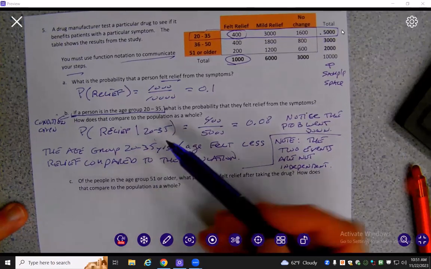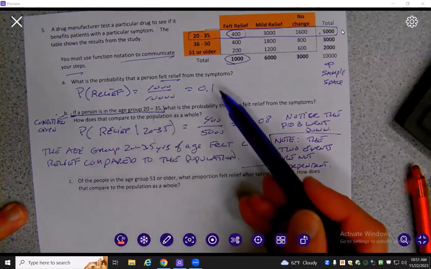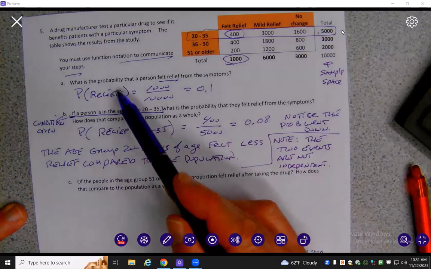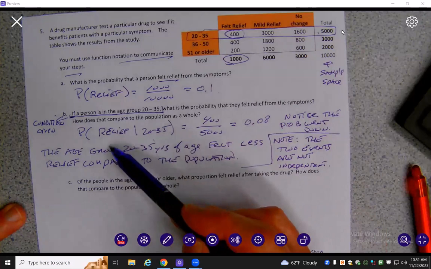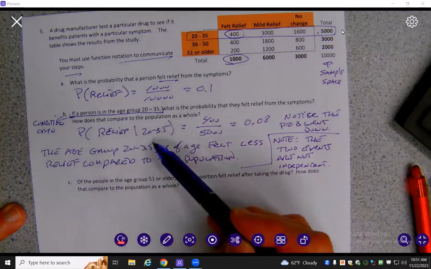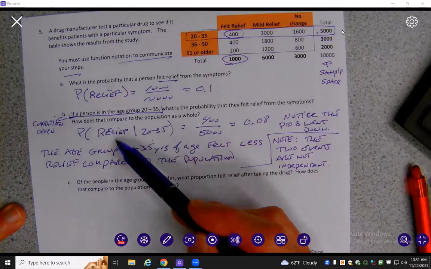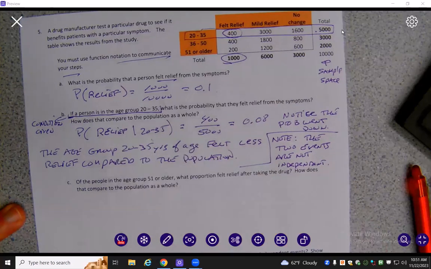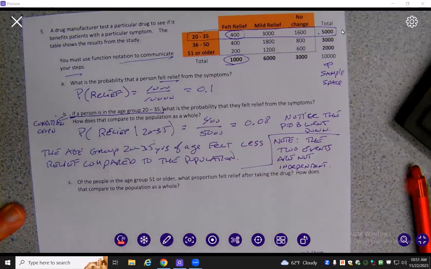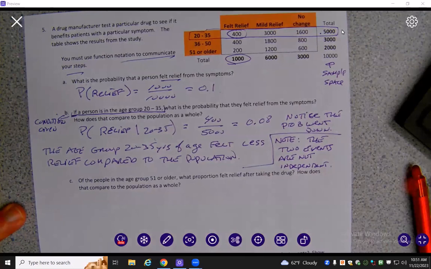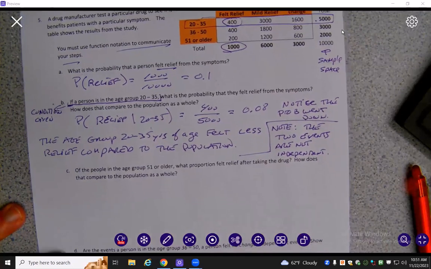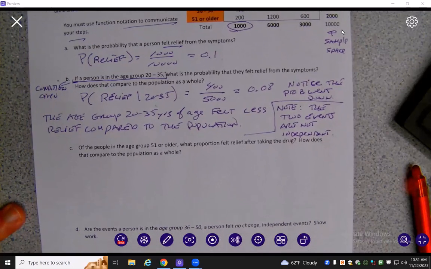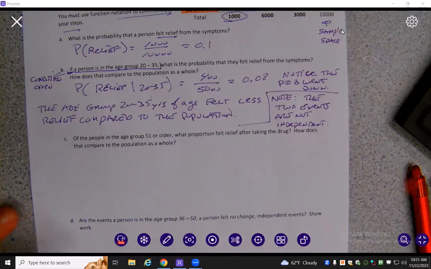Because notice, the regular population is 10%. The 10% of the population feels relief. But when you're looking at this age group, the proportion that felt relief is only 8%. So it went down. So this group did not feel as much relief as the general population. So as far as the medical concern goes, potentially it doesn't work as well for this age group, right? Maybe.